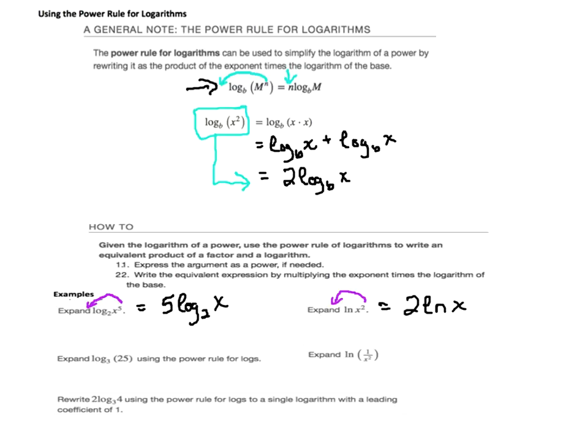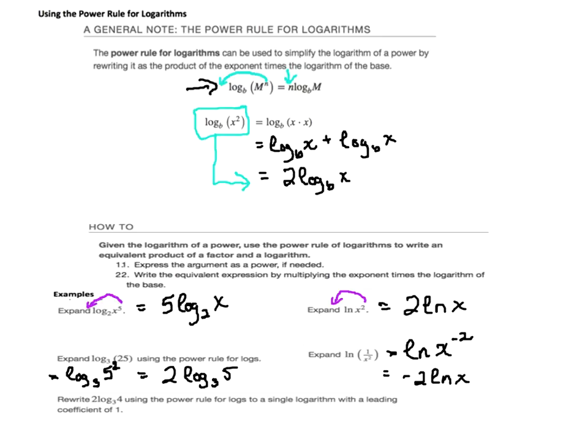Log base 3 of 25, why the heck is this in this section here? Because I can write log base 3 of 25 as log base 3 of 5 squared, which is the same thing as 2 times log base 3 of 5. And the ln of 1 over x squared is the same thing as the ln of x to the negative second power, which is the same thing as negative 2 times the ln of x.